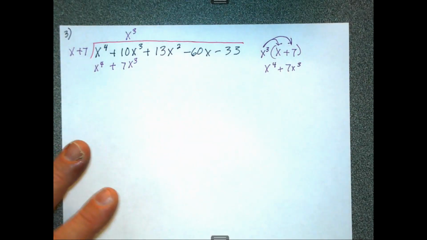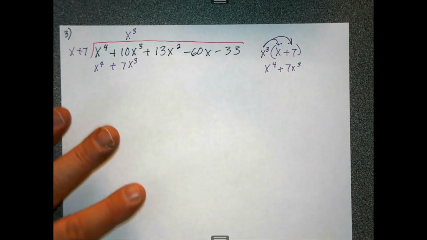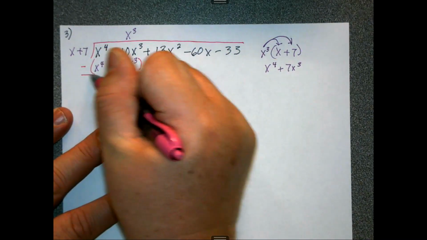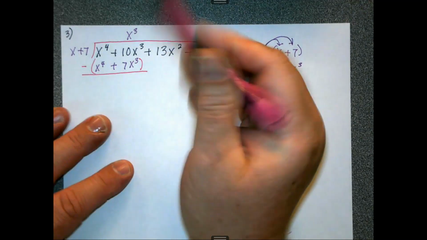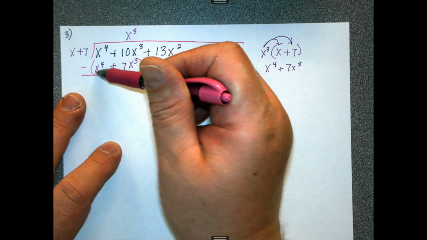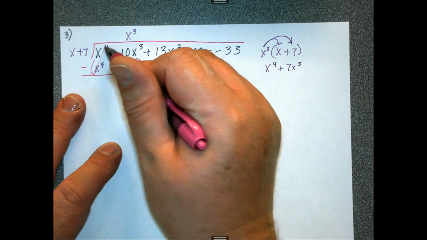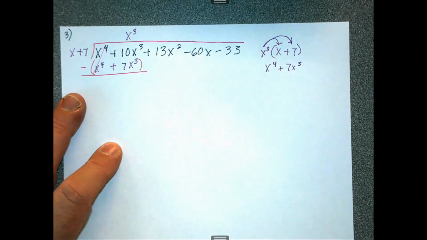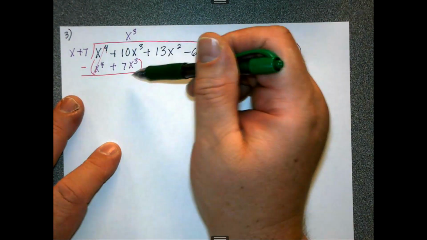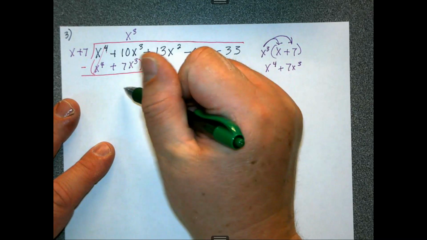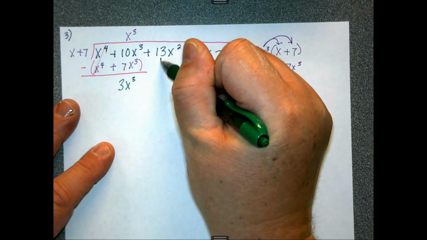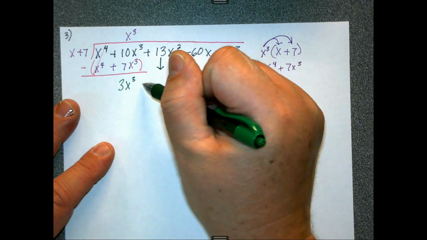Then I'm going to subtract that quantity, x to the fourth minus x to the fourth. These eliminate. 10x cubed minus 7x cubed, 3x cubed. Bring down the 13x squared.